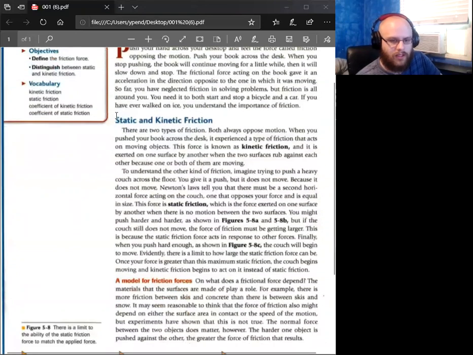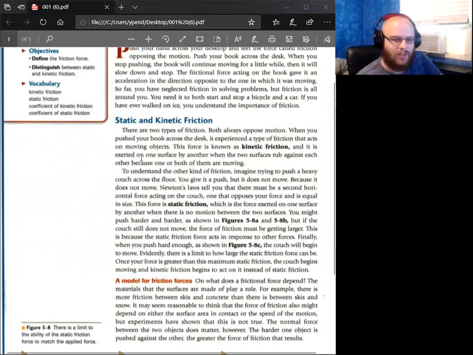Now, reading this next section heading here, static and kinetic friction, I think this means that there are going to be two types of frictional forces that we will be going over. There are two types of friction, both always oppose motion. When you push your book across the desk, it experiences a type of friction that acts on moving objects. This force is known as kinetic friction. So I was right about there being two types.